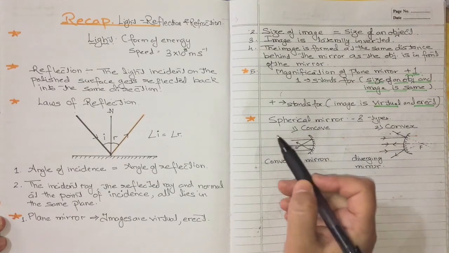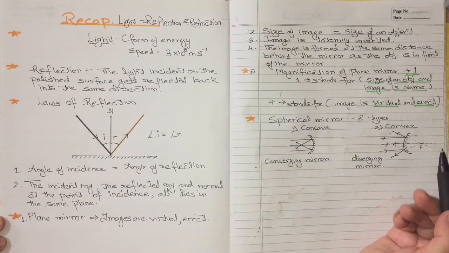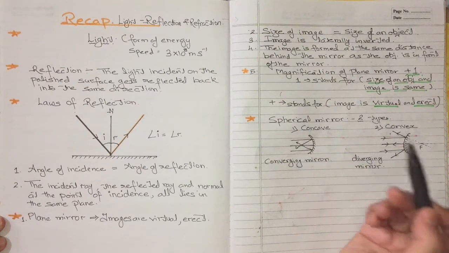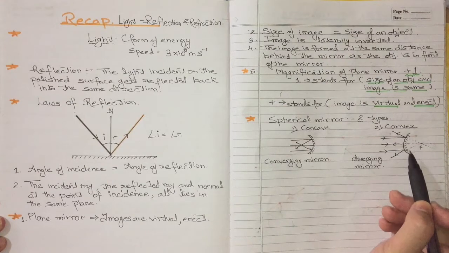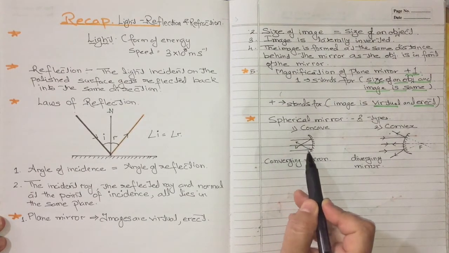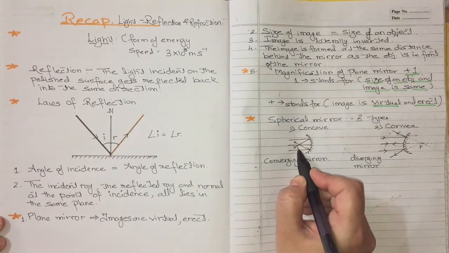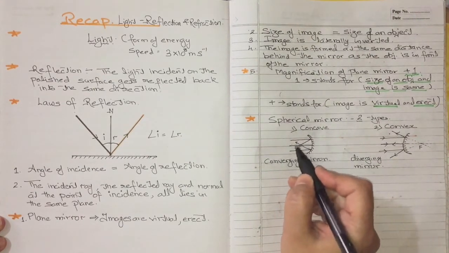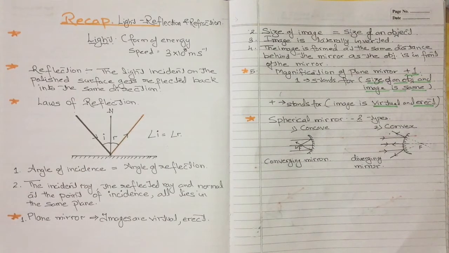Okay, now let's come to the spherical mirror. We are going to pay more attention to spherical mirrors. There are two types of spherical mirror, concave mirror and convex mirror. In case of a concave mirror, the rays after reflection converge at a particular point. So this is the point of focus. Rays get converged, they converge.